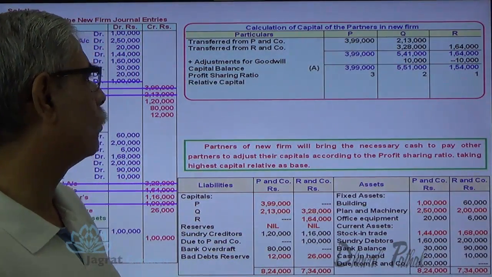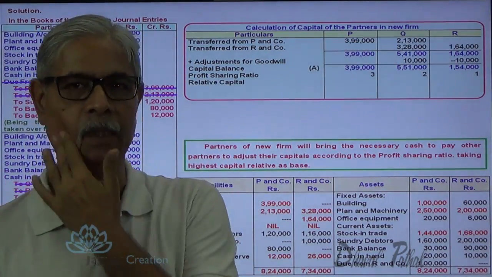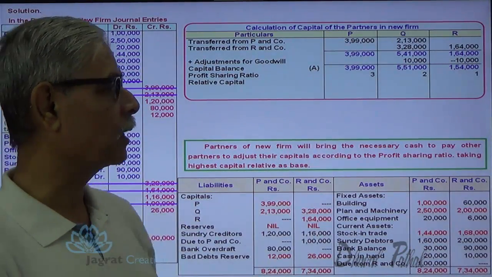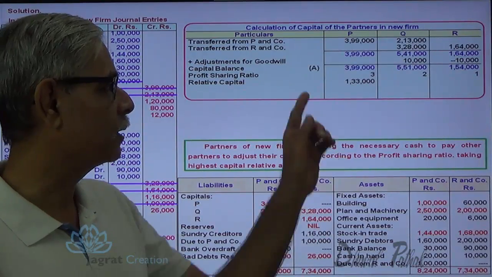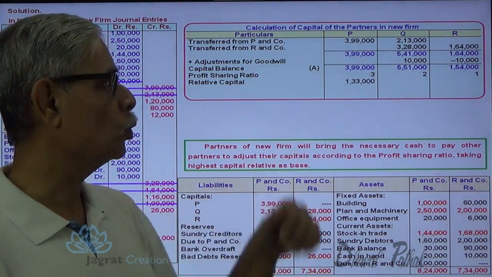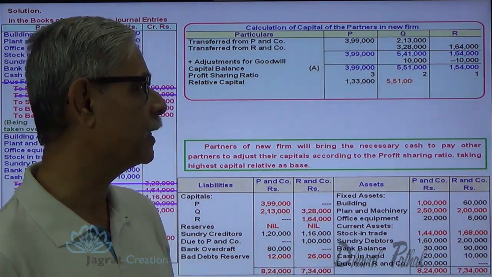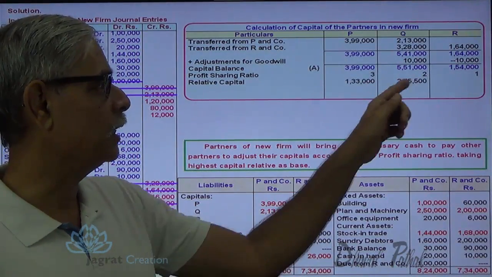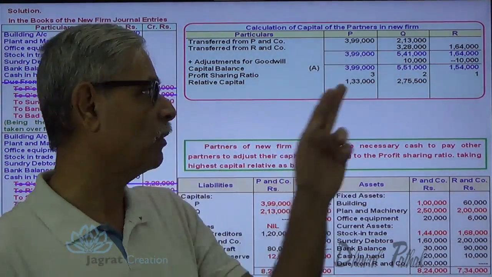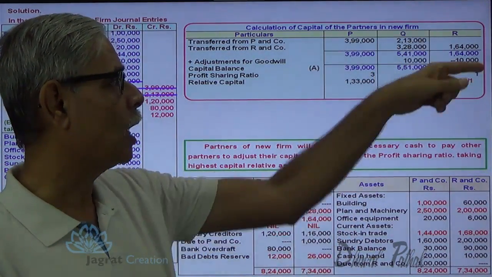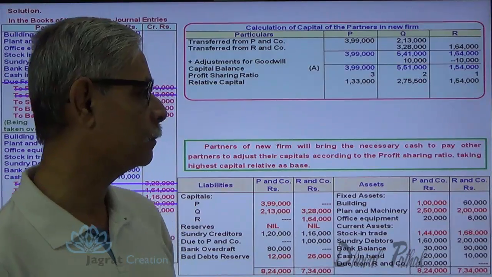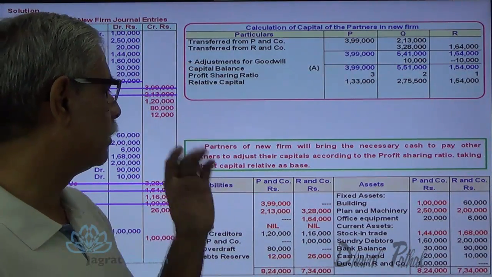So I want to find out the relative capital. To find out the relative capital, 3,99,000 divided by 3, 1,33,000. 5,51,000 divided by 2, 2,75,500. So this is the relative capital per 1 rupee of profit. This is the capital kept by Q. For 1 rupee, capital kept by R is 1,54,000. Now this is the relative capital.